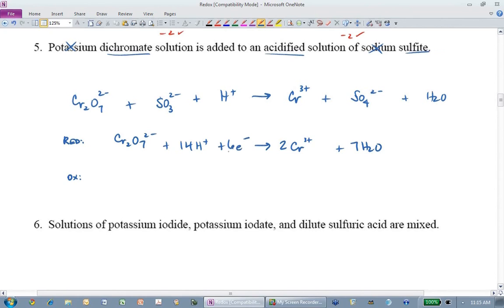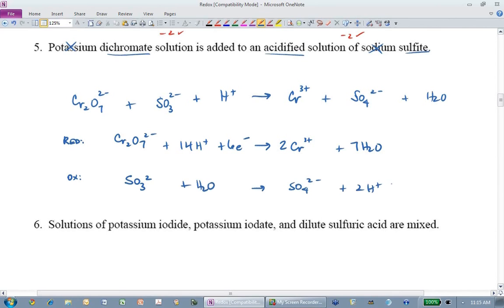Reduction is gain of electrons, 6 of them. So one more time. +14 -2 is +12. 6 electrons give me a +6 total over here, which matches up with my +6 total on the right, so I'm happy with that. So what's the oxidation half? SO3, sulfite, going to SO4, sulfate. I need another oxygen, so I put a water. That's going to force 2 H pluses over here. Got some cleanup work to do in a minute, don't I?